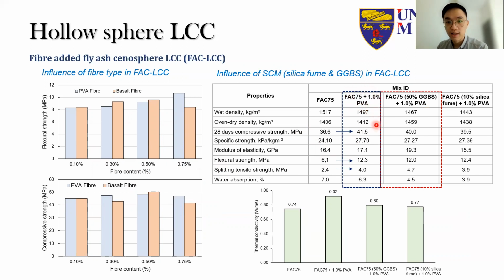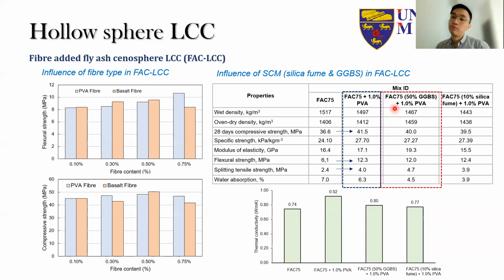So we can see in this table, the column with the black highlighted box over here. Importantly, when we use 1% of PVA fibers, the compressive strength can be substantially increased, right? More than 10% increase, and the flexural strength is almost double. And the splitting tensile strength also has a substantial increase. So the use of 1% PVA fibers is going to help in improving the mechanical performance.